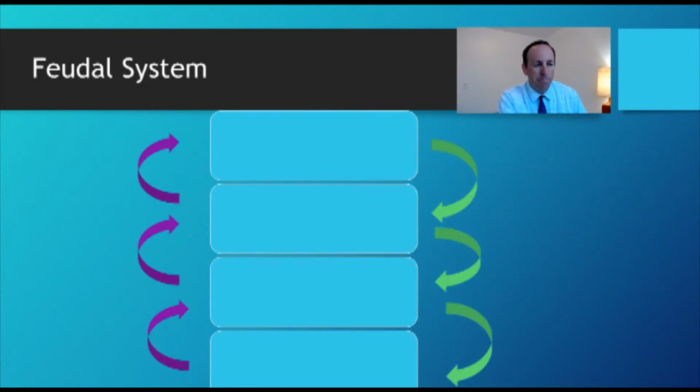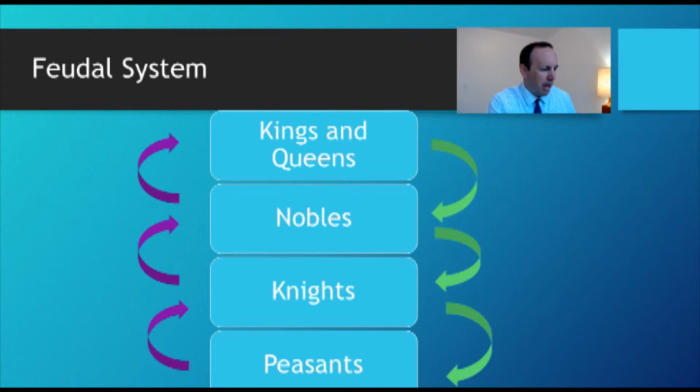Feudal system. First off, let's fill in the little bubbles. Who's at the top of the feudal system? Right, kings and queens, and below them, lords, then knights, very good. And who's at the bottom of the feudal system? If you said peasants or serfs, you got that right. Good job. Very good, very good.